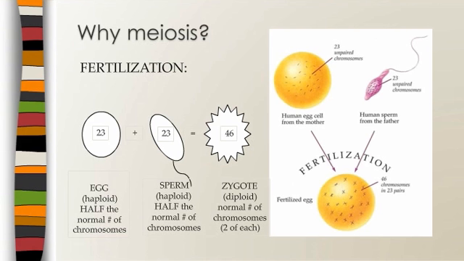The number of chromosomes is different for every living organism. Humans have a normal number of chromosomes of 46. Other organisms have different numbers of chromosomes in their cells.